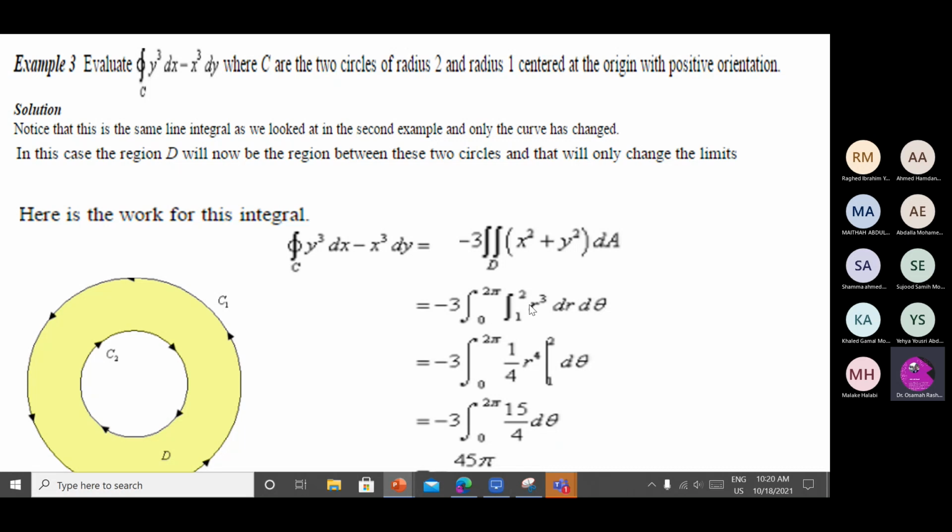And remember, the radius here for the ring goes from inside to outside. The inside one with the radius 1, the outside one with radius 2, so your radius will change from 1 to 2. And because you go for the whole circle, you go from 0 to 2 pi. It's very simple integration. R cubed integration is r to the power 4 over 4, and you substitute by the upper bound r equal to 2 minus the substitution of the lower bound r equal to 1. So you end up with this one. Now the integration of d theta is theta, you substitute by theta equal to 2 pi minus the substitution of 0, so you end up with 45 pi.